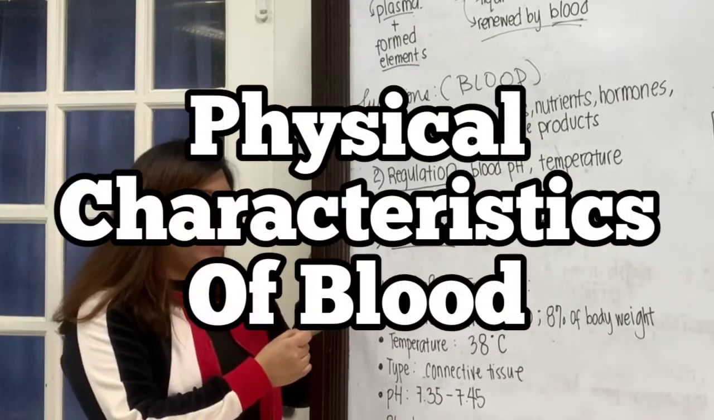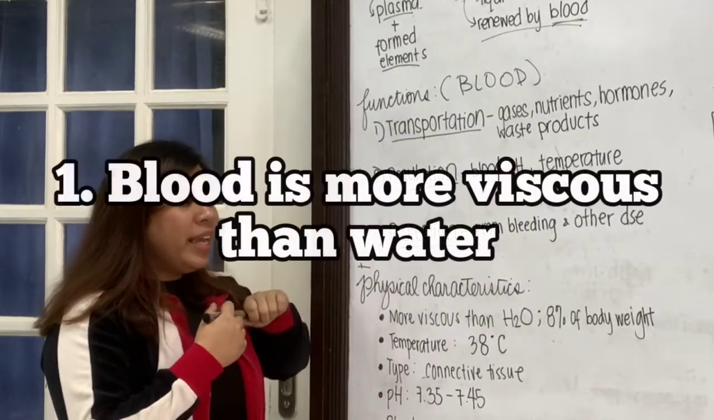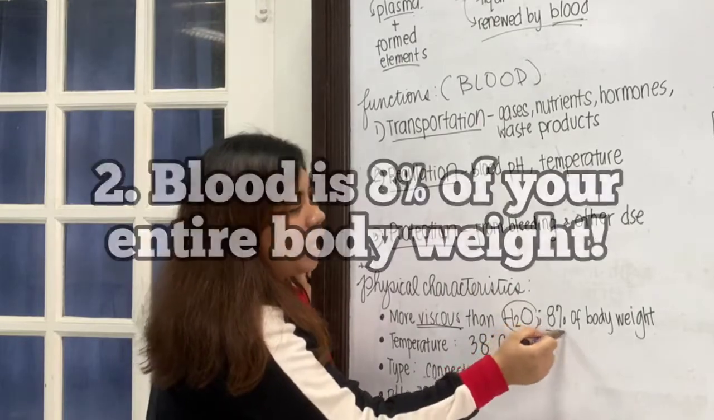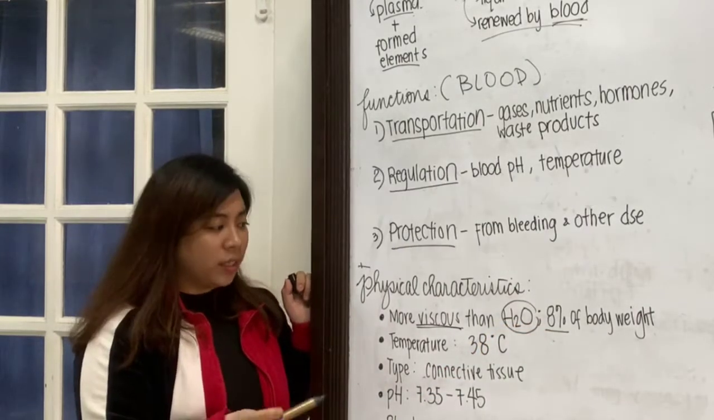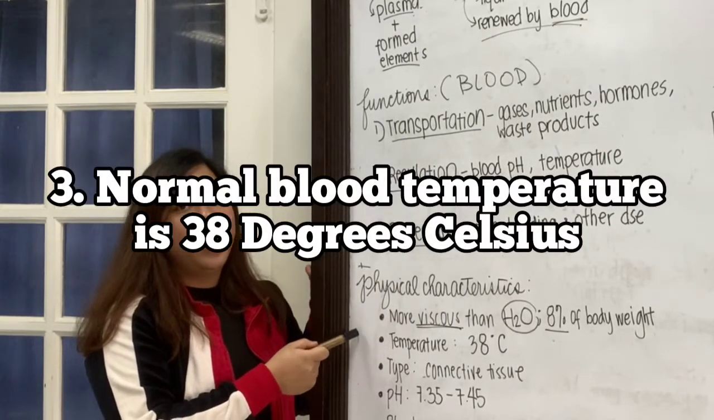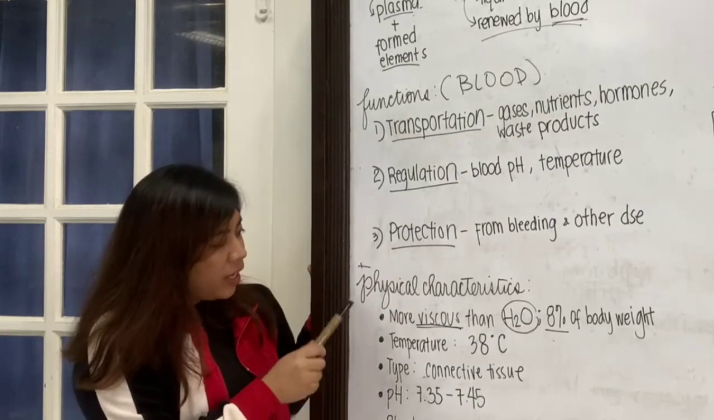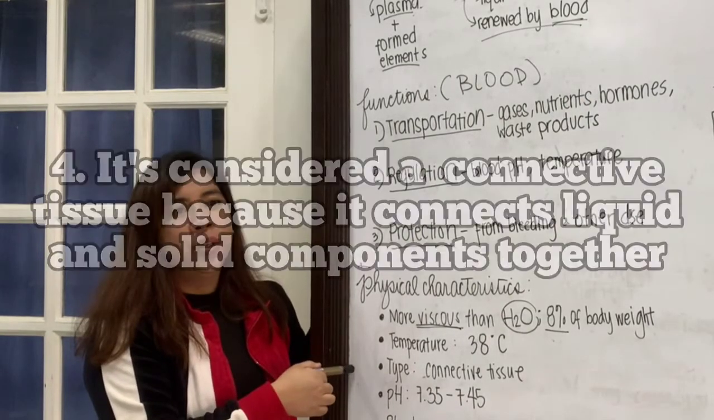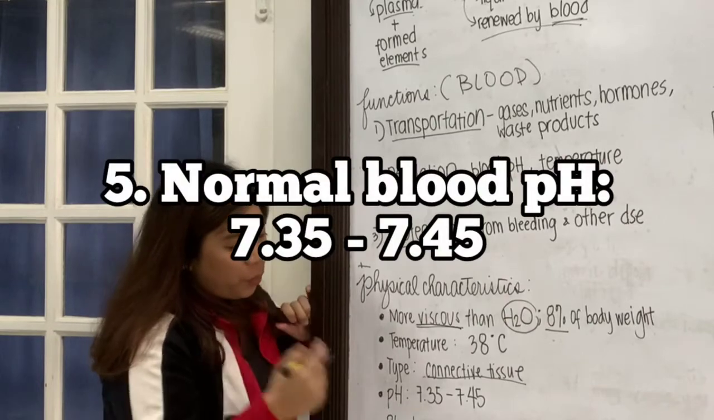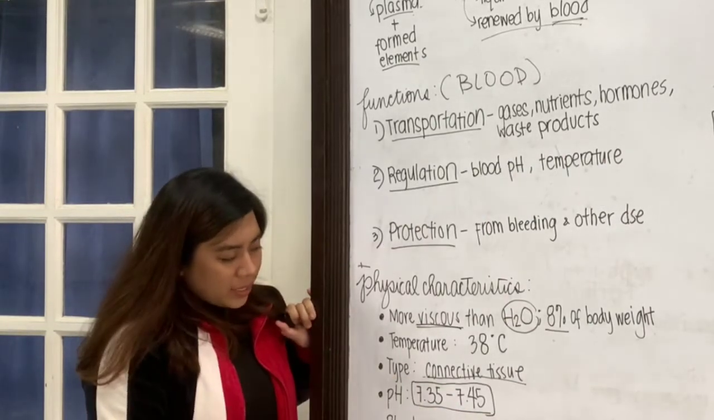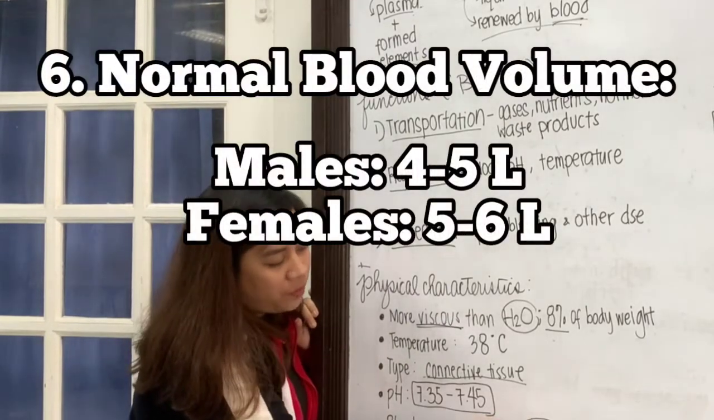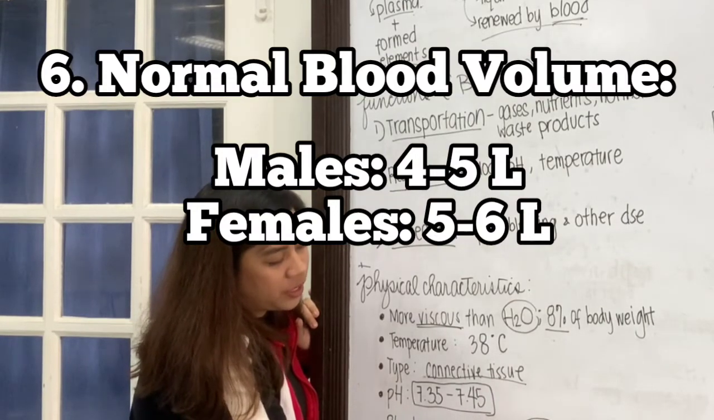Next, we have the physical characteristics of blood. Your blood is thicker than water, more viscous than water. Your blood is 8% of your body's total weight. The normal temperature of your blood is 38 degrees Celsius, 1 degree Celsius higher than your internal body temperature. Next, your blood is a type of connective tissue. Next, you have your blood pH. Normal is 7.35 to 7.45. And lastly, you have the blood volume. On average, males have 4 to 5 liters of blood, while females have 5 to 6 liters.